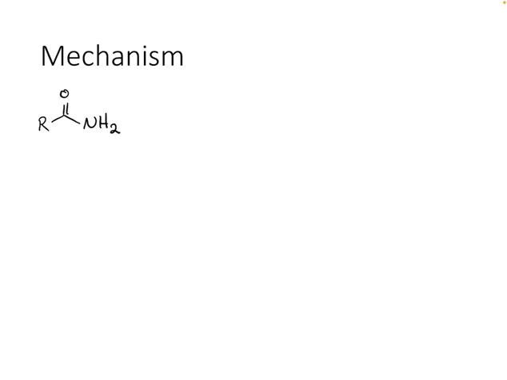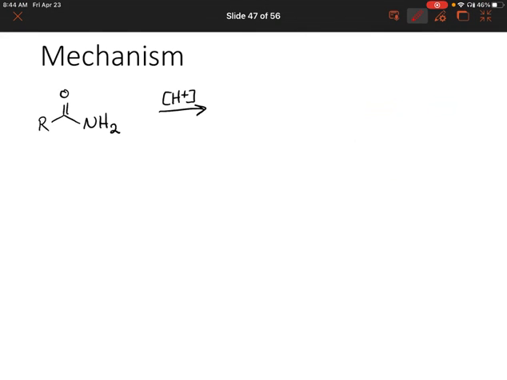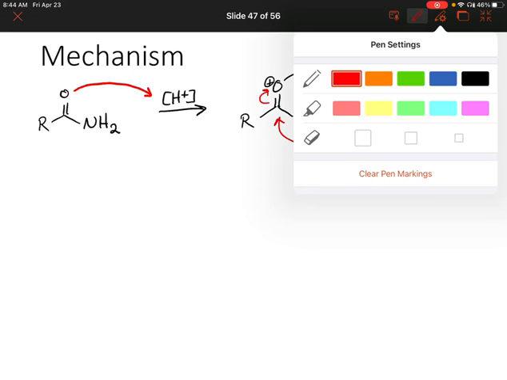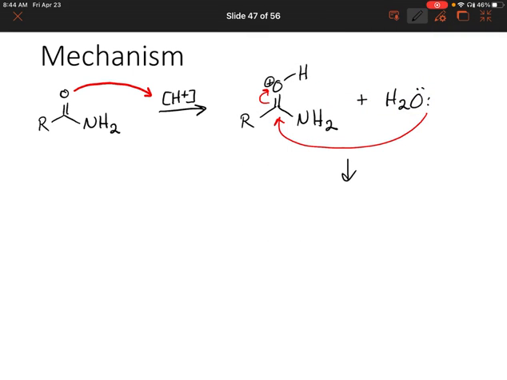So again, we're starting with our amide, and we have some acid. And remember, whenever you have a carbonyl group and an acid, the oxygen in the carbonyl group is going to grab onto a proton first. So it protonates itself first. And then that's going to create a really good electrophilic system. So our nucleophile, which in this case will be water, since we're doing hydrolysis, is going to then attack our carbonyl carbon. So now we have our tetrahedral intermediate.